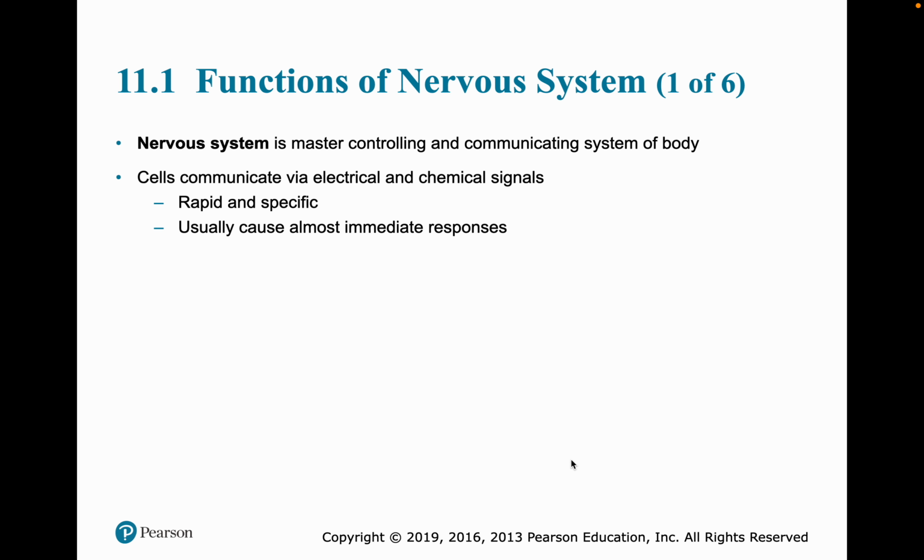Nervous system. So we'll start with functions of the nervous system. The nervous system, again, is a master controlling communication system of the body. Its cells communicate using electrical signals and chemical signals. It is very rapid, very specific. It's going to have an immediate response or nearly immediate response.